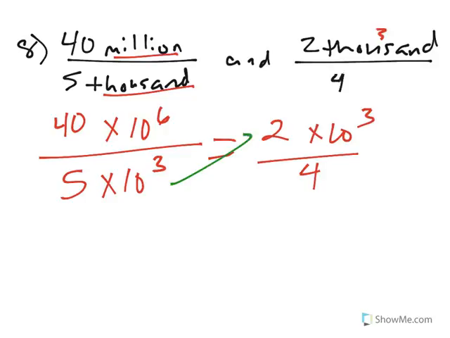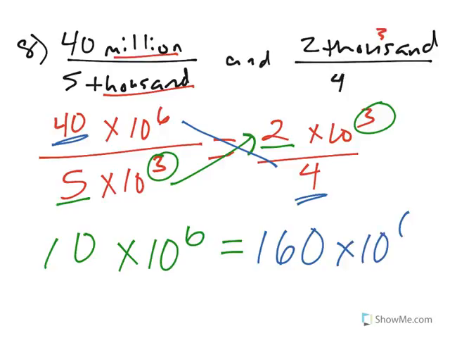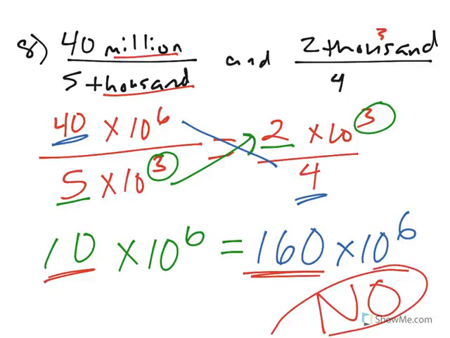So when I go this direction, 5 times 2 is 10. 3 plus 3 is 6. Then I go the other direction. 4 times 40 is 160. You know, right there I can be done. Times 10 to the 6th, because I know very quickly that 10 and 160 are not the same. So my answer is no.